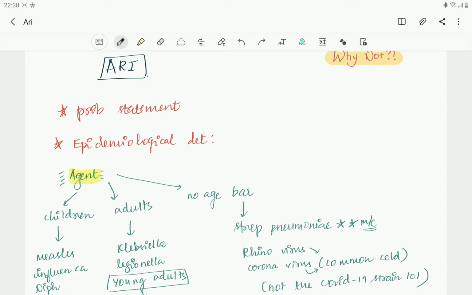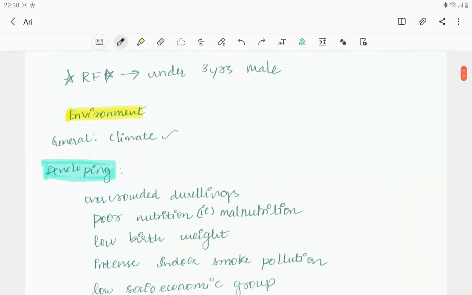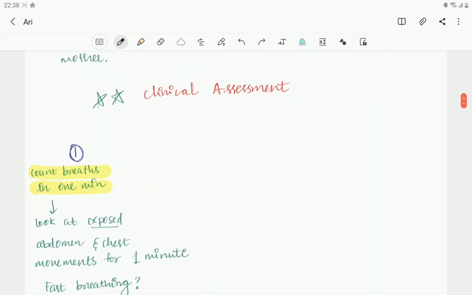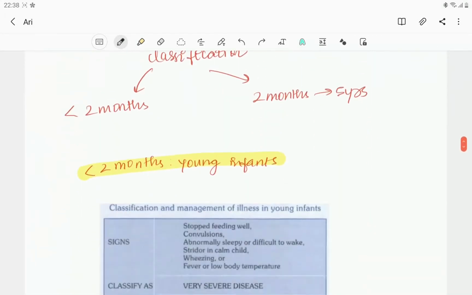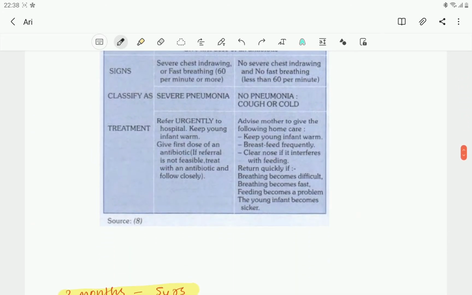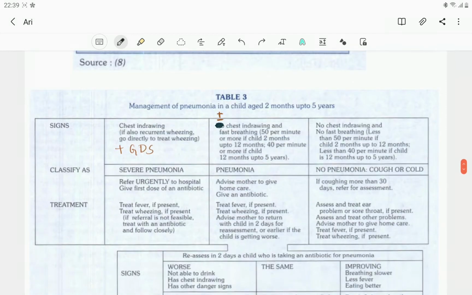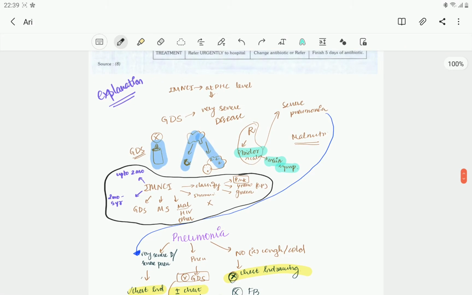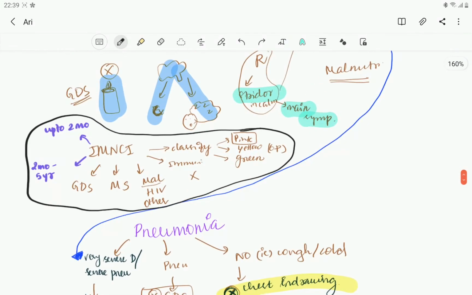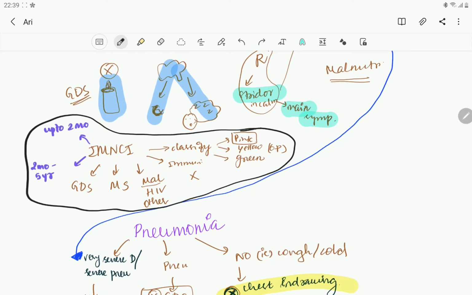And I'm going to go over briefly what IMNCI is, and then I'm going to go over the classification of pneumonia and then a little bit on the treatment. Okay, so we'll see the brief on the IMNCI. So this is that for you guys. I know it kind of looks not legible, but I hope I make it understandable.